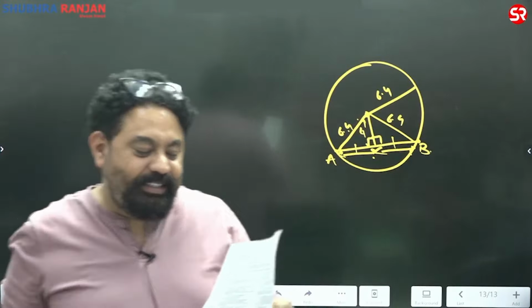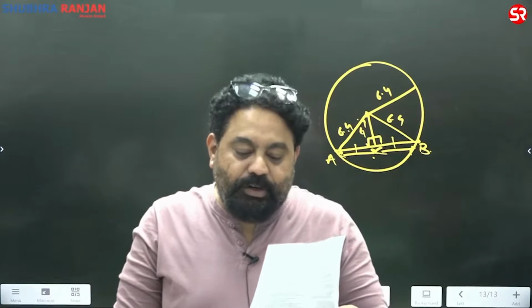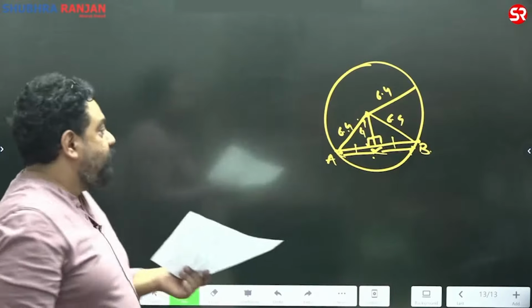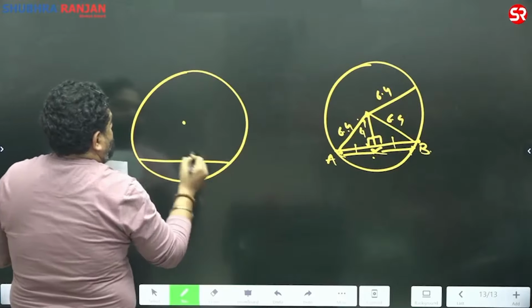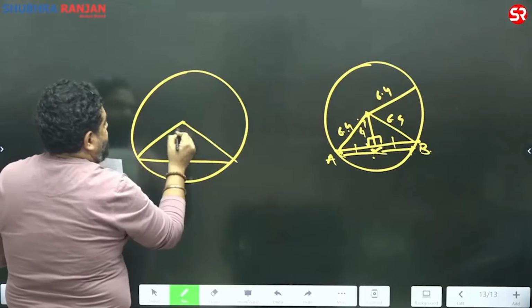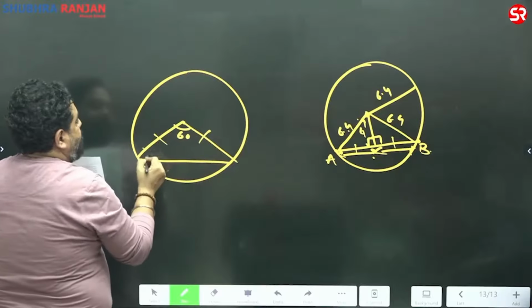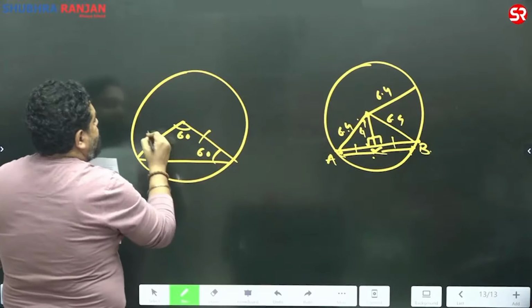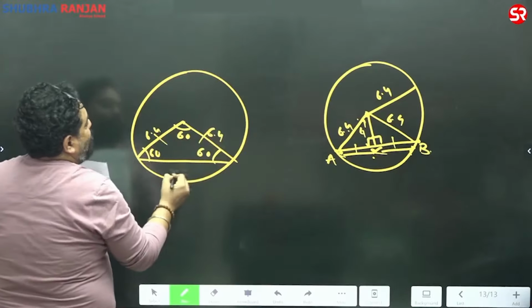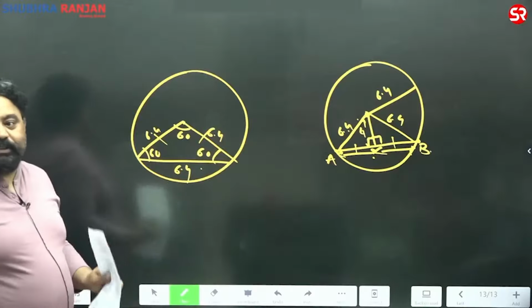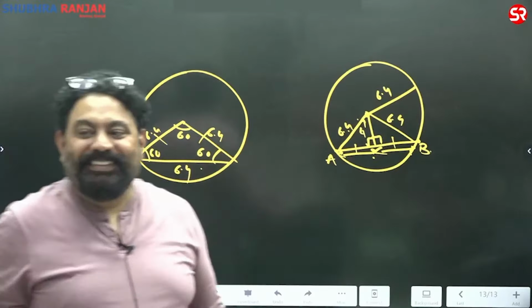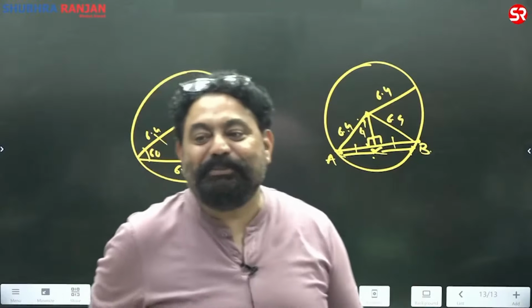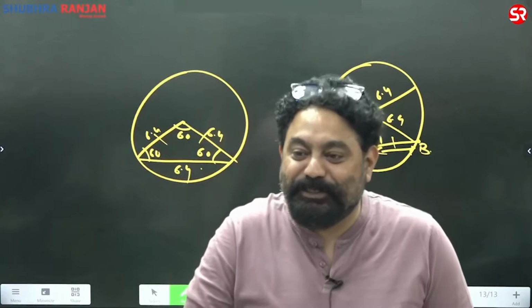Second, he says the measure of the sector in which the chord is located is 60. So look, this is 60, and this is equal to this, so this is also 60, this is also 60, and 6.4, 6.4, 6.4. The second is also giving you the answer. Answer is 2. Questions are framed in such a way that you mix them up.